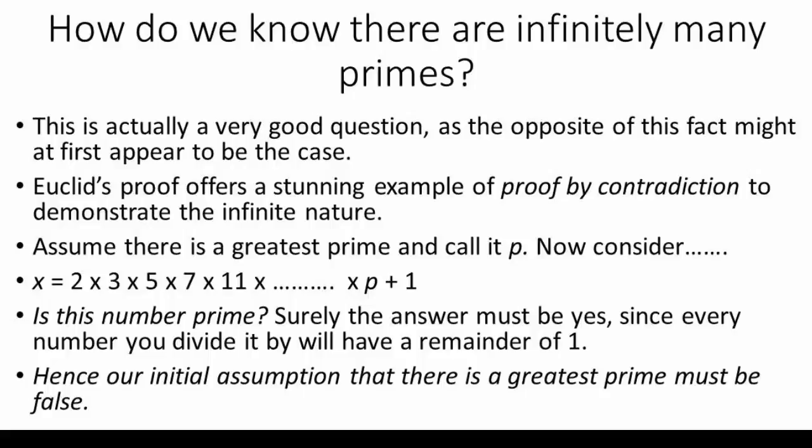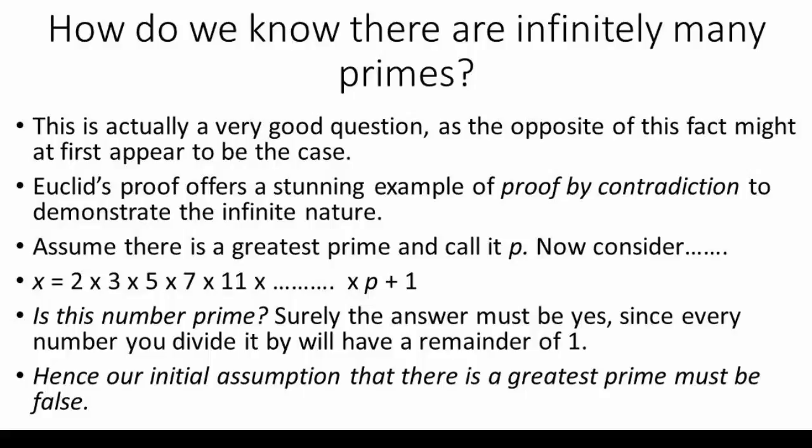Now, this is what Euclid did, and it is genius. It really is. He said, well, if there is a greatest prime number called P, let's consider the number x, where x is 2 times 3 times 5 times 7 times all the prime numbers just once, up to and including this number P. And then add 1 to it, and that is this number x. And then ask yourself, is this number prime?